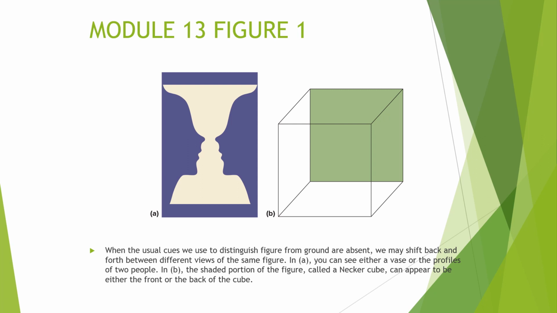Now, in letter B, the shaded portion of the figure, and this figure is called a Necker cube, can appear to be either the front or the back of the cube. So you see how that's working. For me, I definitely see the back of the cube first. However, now my eye is switching it and I see the front of the cube. You probably see the back of the cube first. But then if you really relax your eyes, the whole thing switches and the green portion is now the top of the cube or the front part of the cube.